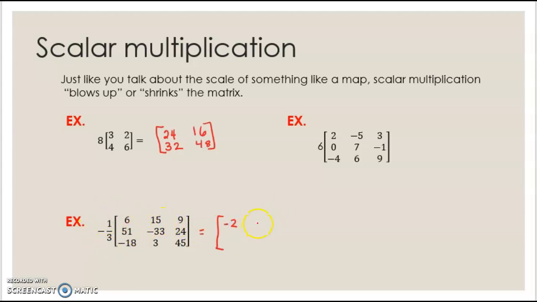15 divided by negative 3 is negative 5. 9 divided by negative 3 is negative 3. 51 divided by negative 3 is negative 17. Negative 33 and negative 3 give you 11. 24 divided by negative 3 is negative 8. Negative 18 and negative 3 is 6. 3 divided by negative 3 is negative 1. And 45 divided by negative 3 is negative 15.